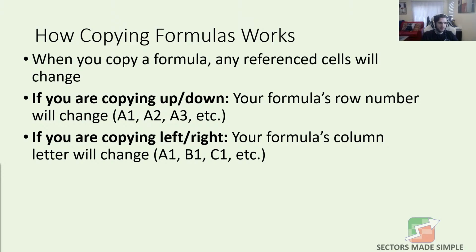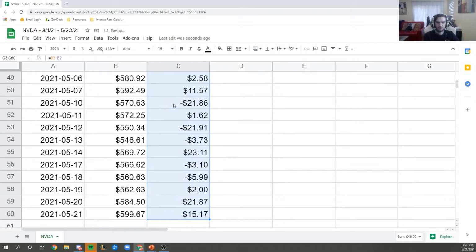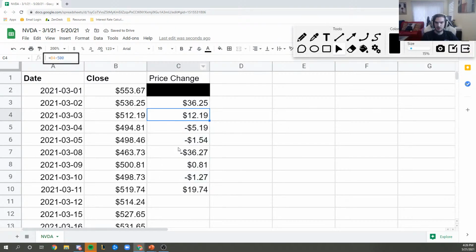Now, the other thing that I want to look at is what happens if I don't want a percent change. What if I just want to know if it's bigger or smaller than 500? So we can do that. We do B3, so that we're looking at the close price from that day, minus 500. If I drag this down, the 500, remember, we're looking up here. The 500 does not change. It's not a reference, it's just a number.